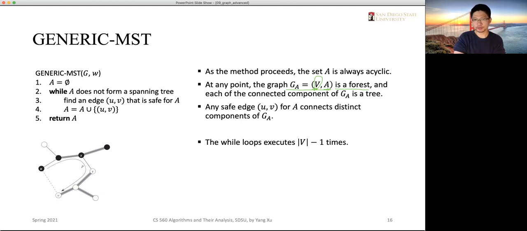And the while loop will execute V minus one times, okay? And this is an important property, right? You know why? Because let's go back to the definition of minimal spanning tree. The minimal spanning tree must have exactly V minus one edges, right? It couldn't be one less or one more, right? In either case, it will break the tree property.